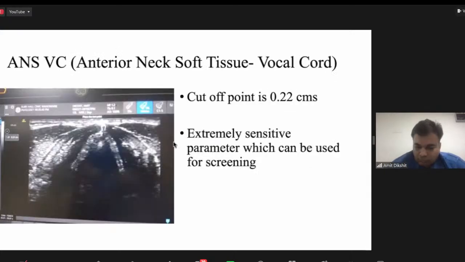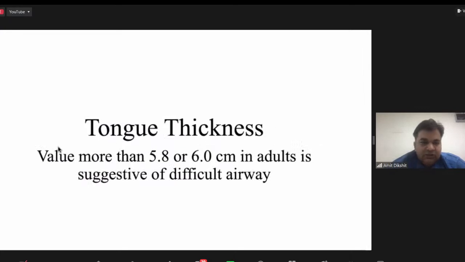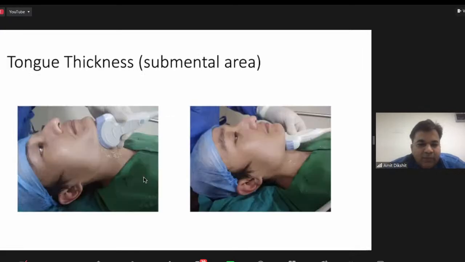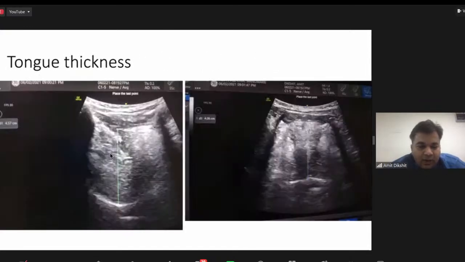Tongue thickness is usually assessed using a curvilinear probe. You can do it in long axis or short axis, and this is how the tongue will appear. In the neutral position, you can do it at the base of the tongue. The neutral position of the tongue should be just above the upper incisors. In the normal, it should not be withdrawn.